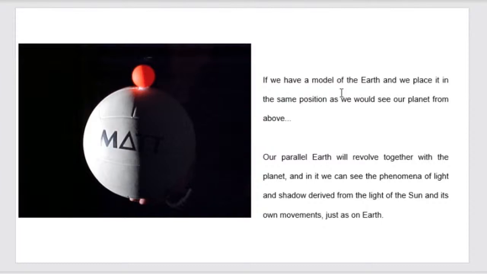Okay, so we use two balls, two spheres, and we see that the movements and the shadows were equal in the small ball and the big ball.